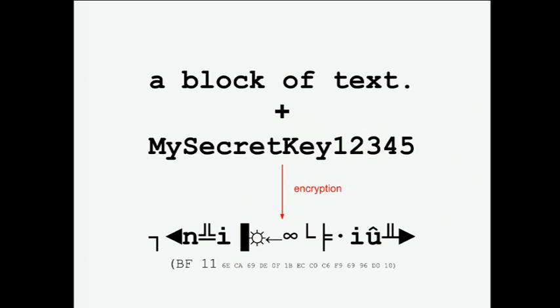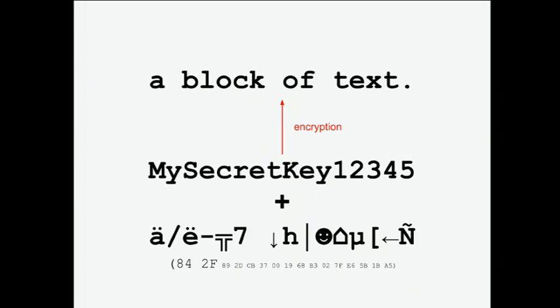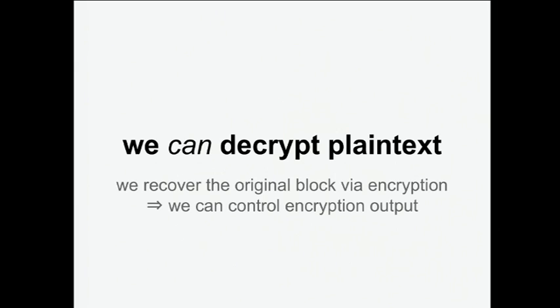So, we were encrypting plain text to something that looks random, but actually we could just do the opposite: decrypt plain text, and we get something random, something else, and again, by the inverse operation, we get back to the original block. So actually we can control the output of encryption, even if we cannot control the input. We can decrypt plain text and we recover the original block via encryption. So we can control encryption output.